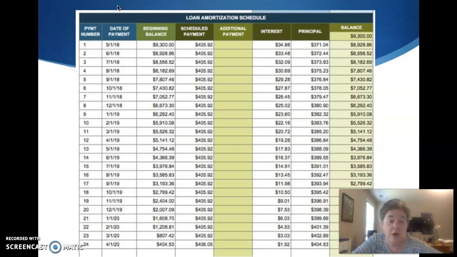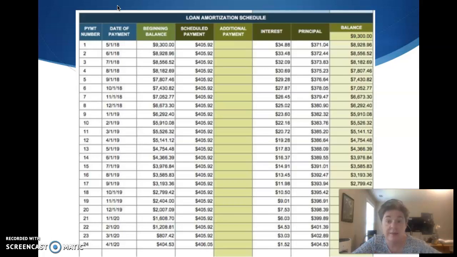Okay, if you look down that fourth column, the payment remains consistent. That is what an installment payment does. It remains consistent. But if you look over at the interest and principal columns, the interest goes down and the principal goes up with each payment.